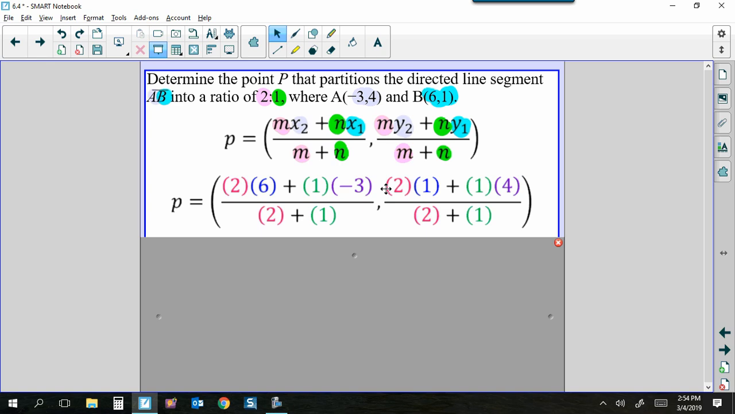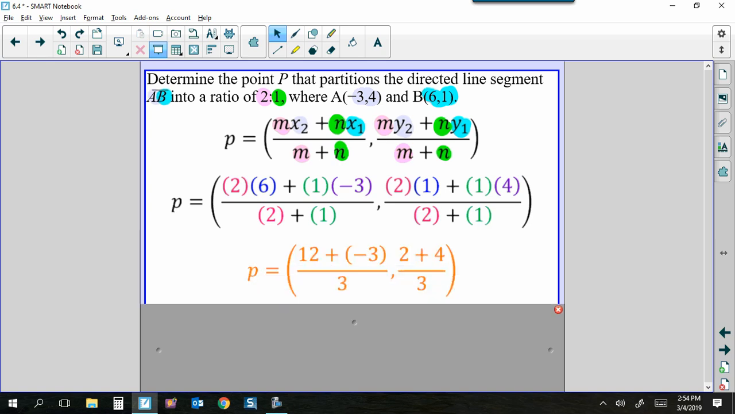On the top, you have some multiplication you have to do. It's going to be 2 times 6 and 1 times negative 3. You have 2 times 1 and 1 times 4. On the bottom, you have some addition. 2 plus 1 and 2 plus 1. So that's going to simplify to this. 2 times 6 is 12. 1 times negative 3 is negative 3. 2 plus 1 is 3. Over here, 2 times 1 is 2. 1 times 4 is 4. And 2 plus 1 is 3.